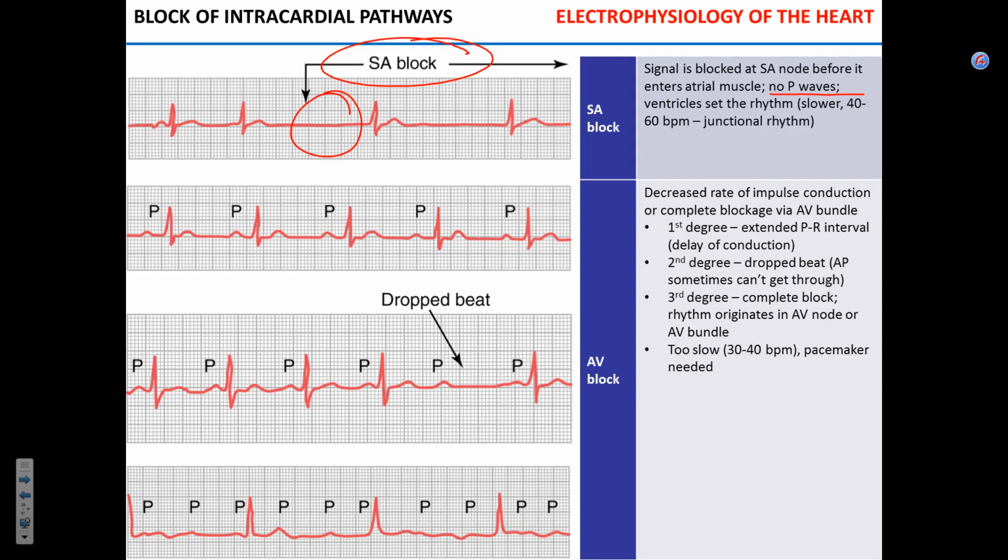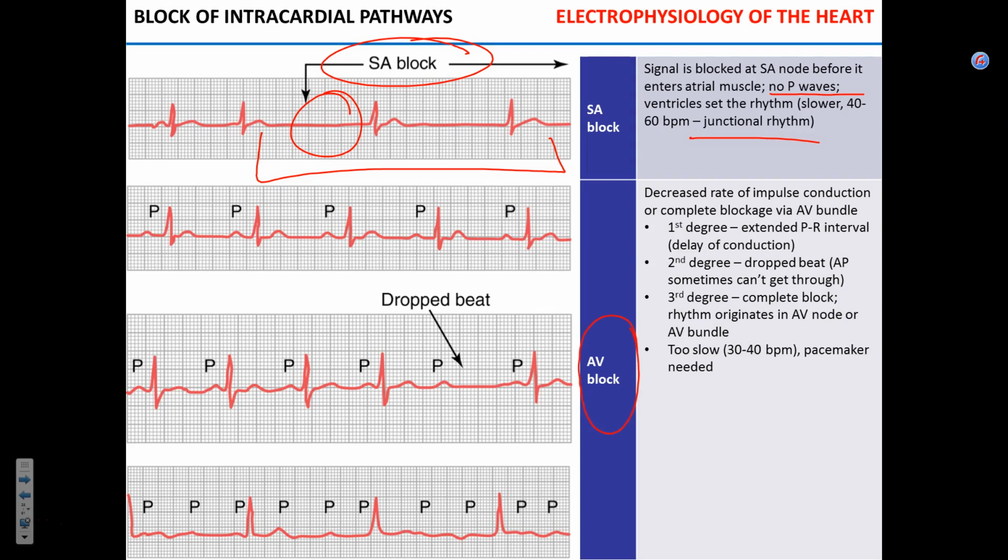We kind of see just a fragment here, but you see the rhythm becomes slower because which node takes over as the pacemaker? AV, and it sets the junctional rhythm. Does that make sense? Now, AV block.